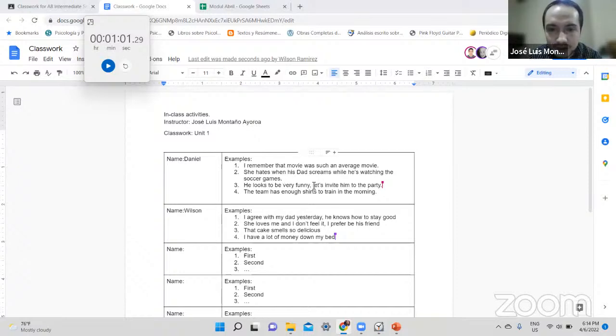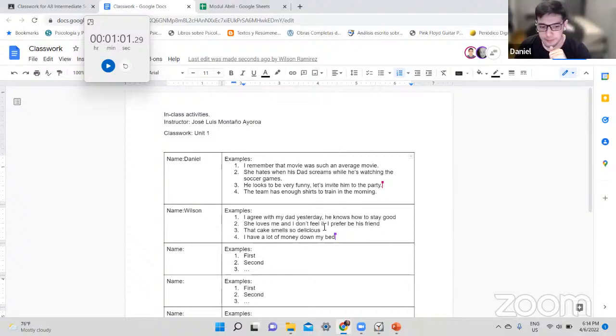And this one, again, this is extra because the verbs are used correctly. As you have another idea, remember that this is a complete idea. Let's invite him to the party. We're going to use here either a semicolon or a period, right? Because that's going to be another complete idea. Then the team has enough shirts to train in the morning. Possession, right? That's it. I don't know if you have any questions about this word so far, Daniel. Let me know, please. No, teacher. Okay, thank you.